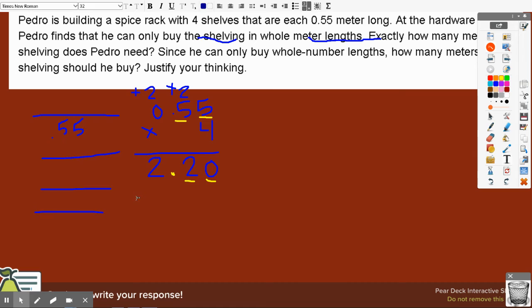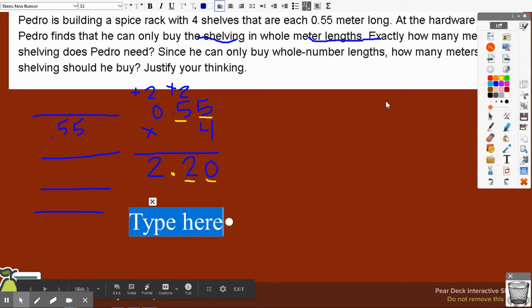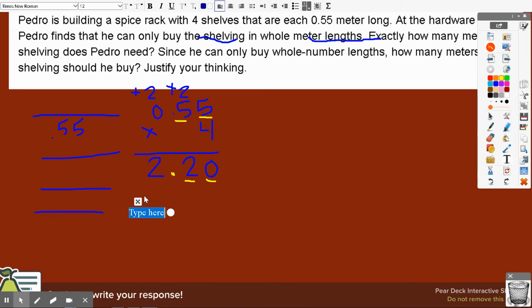So I'm going to write in my statement right here. And I hope I can make my statement a lot smaller than that. There we go.